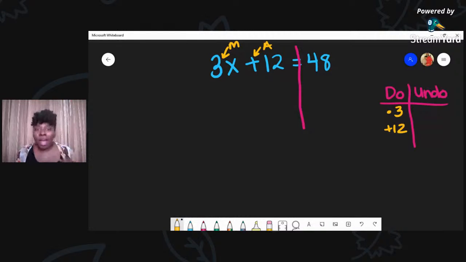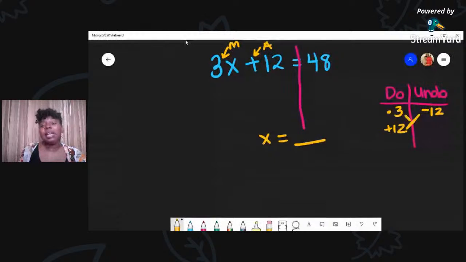Okay, well, if I want to get an answer that says x equals some number, I'm going to have to undo all of this. I've got to get rid of this plus 12, and I have to get rid of this times 3. So we work backwards. How do I get rid of addition? How am I going to get rid of this plus 12? I have to do the opposite of addition, which is subtraction. How do I get rid of this times 3? The opposite of multiplication is division.